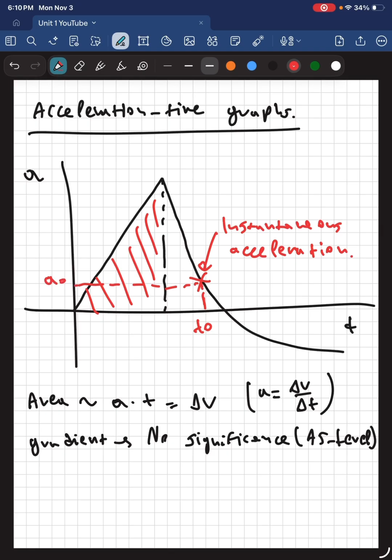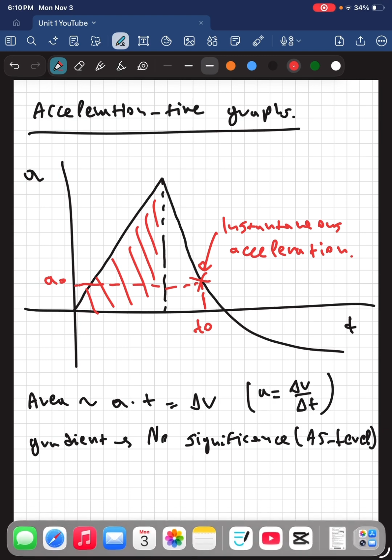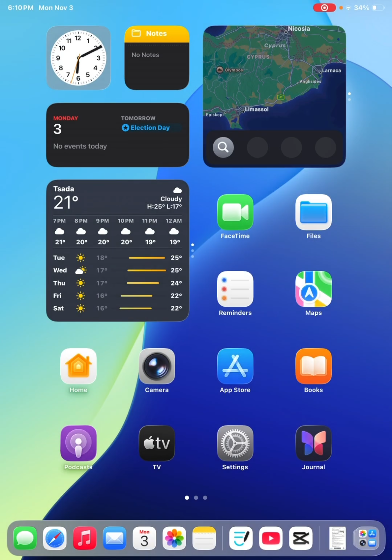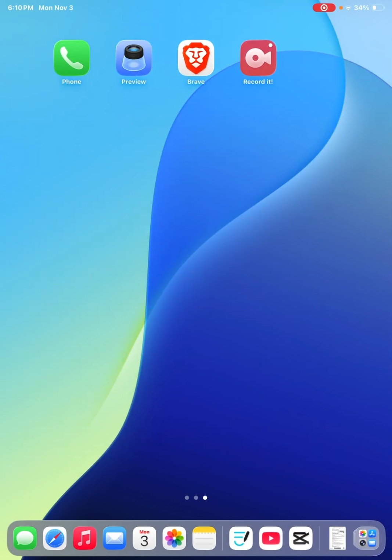And the gradient has no significance, but for those of you who are going to study engineering, probably aerospace engineering, mechanical engineering, or even physics, it comes up every now and then. This is not something you need for the AS level. I'm making a joke here. The gradient of this graph is called jerk. And let me show you actually. Let me open my browser.